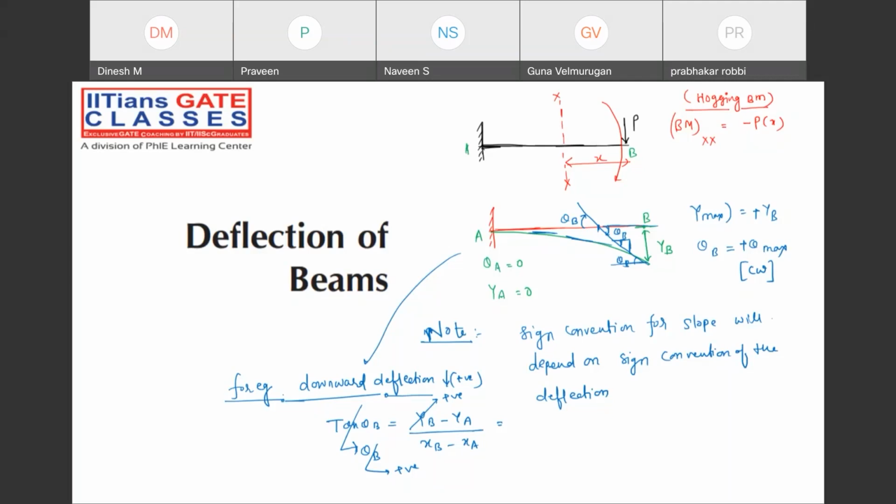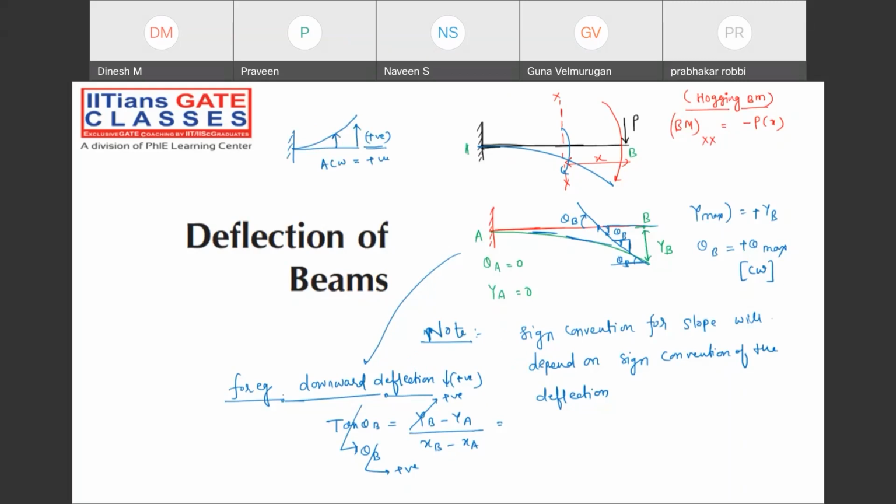If you are taking downward deflection as positive, then the clockwise rotation of the beam will be considered positive. Suppose you are considering the downward deflection to be negative, then the clockwise rotation will be negative only, and anti-clockwise rotation will be positive, and upward deflection will be positive. That all depends on what sign convention you are using for deflection, vertically upward or vertically downward, whether it's positive or negative, right?